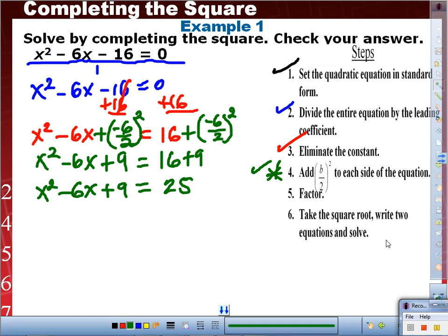Alright, let's see. So far the process. Here it goes. Step 1. Was it in standard form? Yes. Check. Step 2. Divide by the leading coefficient. What was the leading coefficient? 1, so I divide and it gives me that.